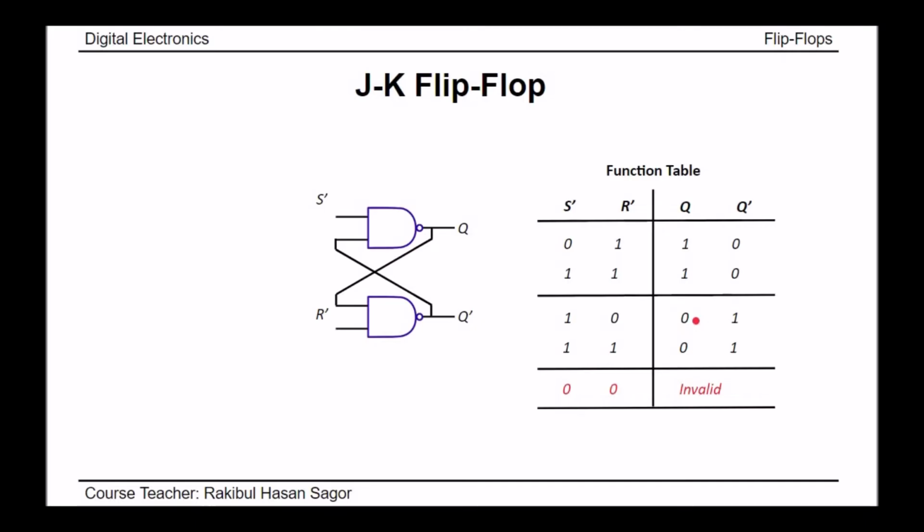What was the previous value? The previous value of Q was 0, so it's holding the previous value. The previous value of Q prime was 1, it's holding the previous value. For 0, 0 input, we know the output is invalid.